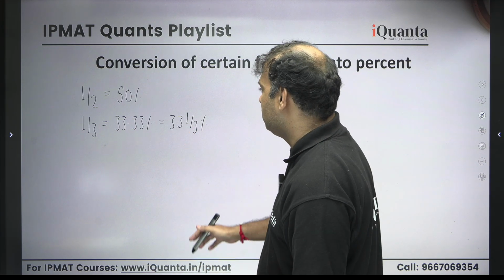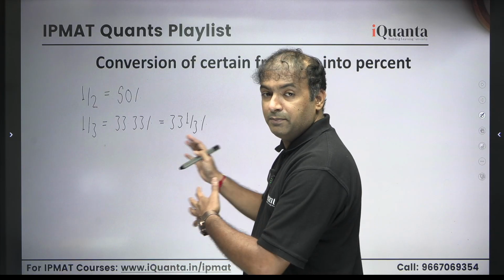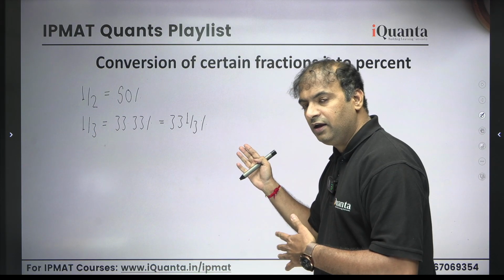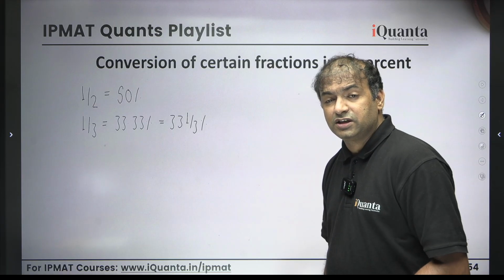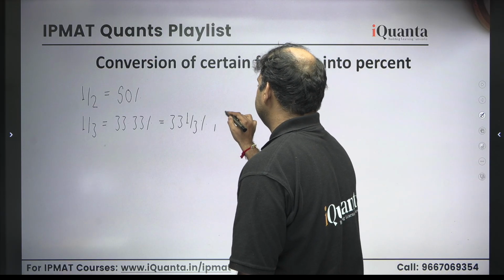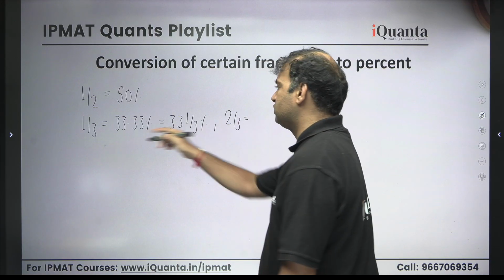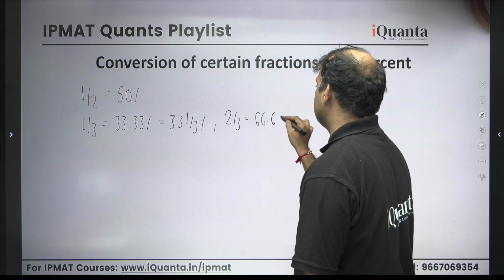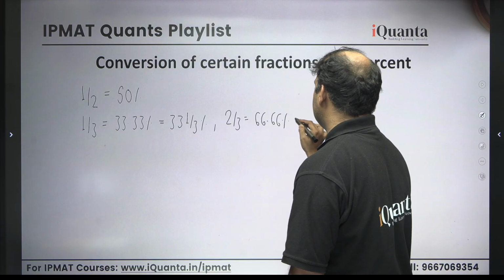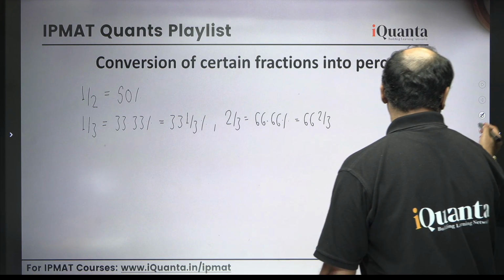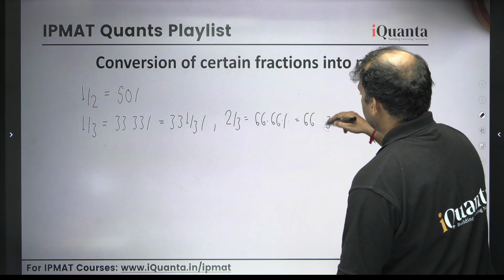All right, and we also need to remember some of their multiples. For example, double of 1 by 3 in fraction is 2 by 3, but in percentage it should be 66.66, right? In fact, let us write this. 2 by 3, double of the fraction, double of the percentage as well, so it should be 66.66, right? And we can also call it 66 and 2 by 3 percent. All right, guys.